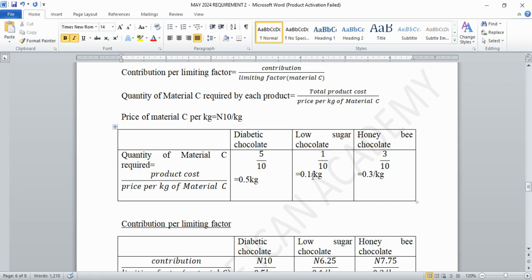Then for low sugar, 0.1. For honeybee, 0.3. I hope that's clear. If you have any question, just ask me in the comment section. I would be there to attend to your question. You understand? So let's move on.